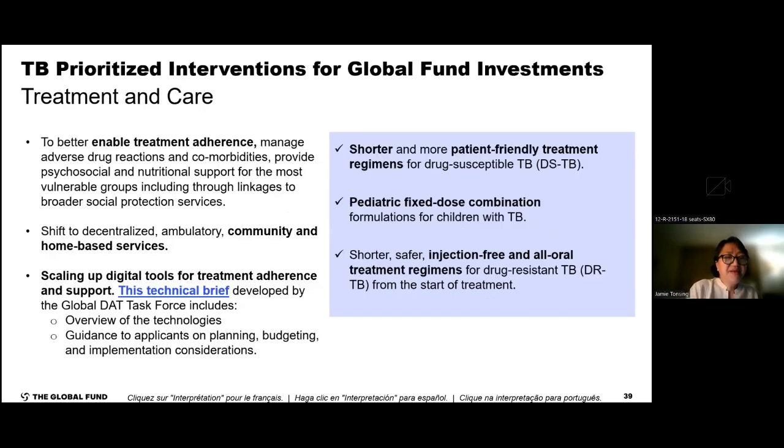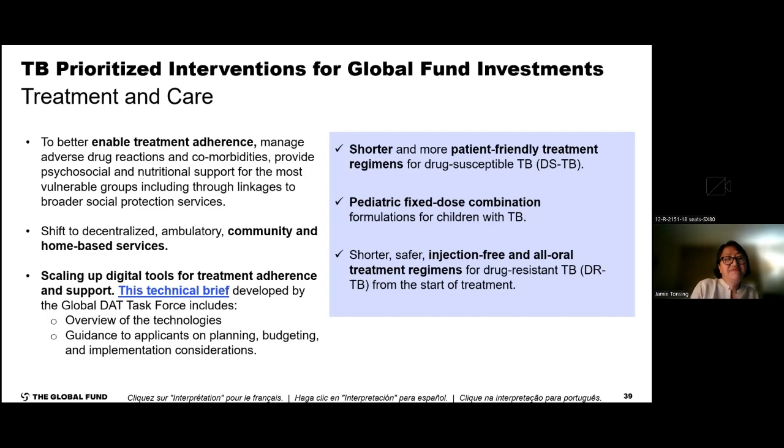This slide is on treatment and care, and I think what we're trying to get to here is how can we improve treatment success rate? How can we enable treatment adherence? A key to that is managing adverse drug reactions. If they have other diseases, comorbidities, we also need to take care of that, provide psychosocial and nutritional support, particularly for those people who need it the most. This could be directly through the grant, but it should also be through linkages to already existing government-funded social protection services, so TB patients are included as beneficiaries to those.